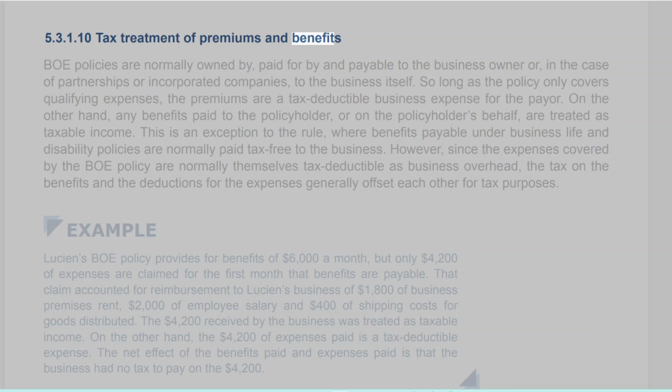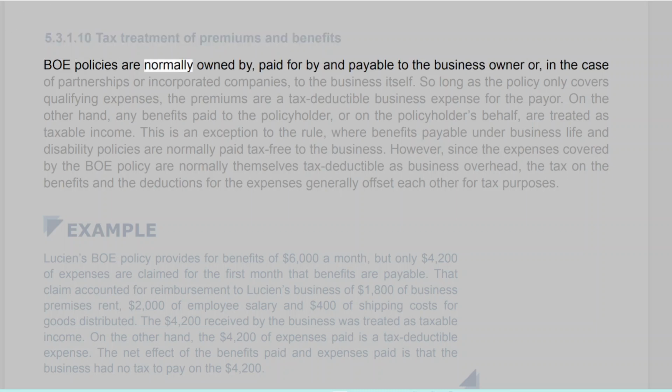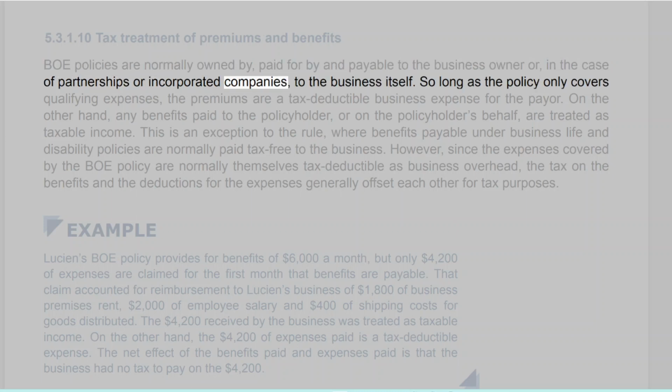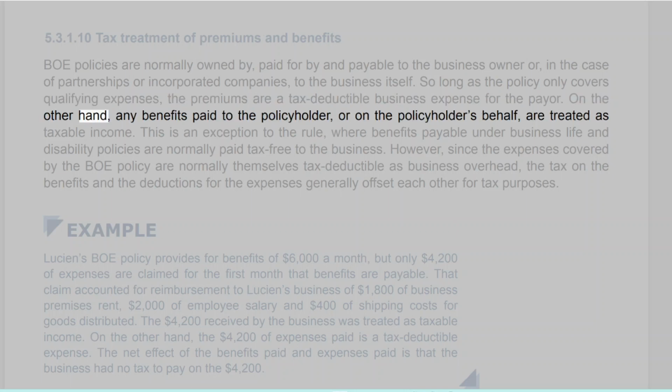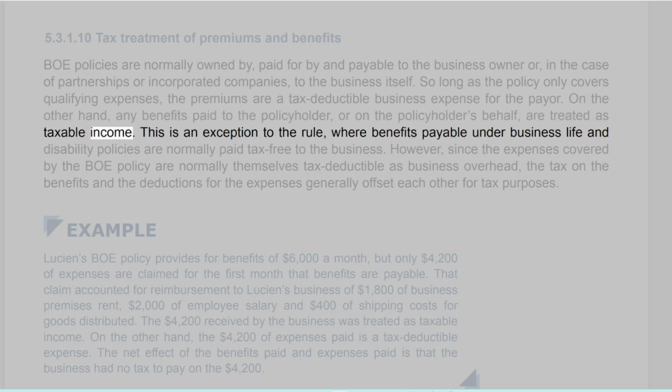Benefits. BOE policies are normally owned by, paid for by, and payable to the business owner or, in the case of partnerships or incorporated companies, to the business itself. So long as the policy only covers qualifying expenses, the premiums are a tax-deductible business expense for the payer. On the other hand, any benefits paid to the policyholder, or on the policyholder's behalf, are treated as taxable income.